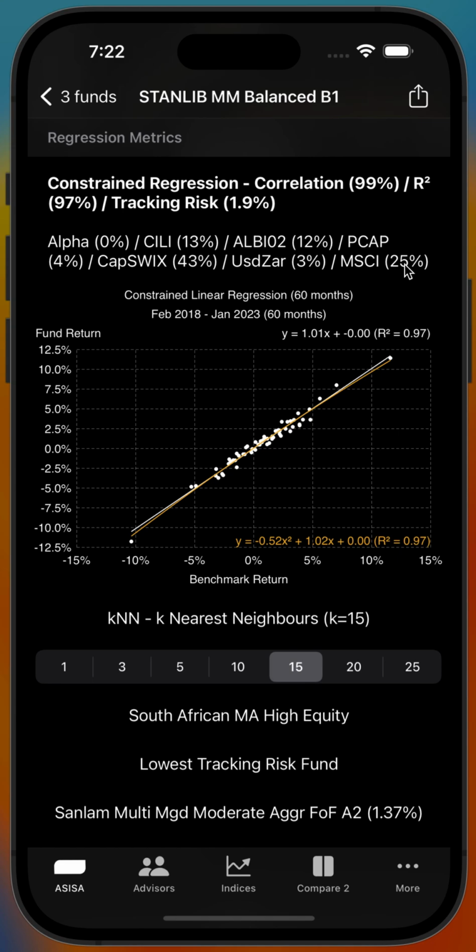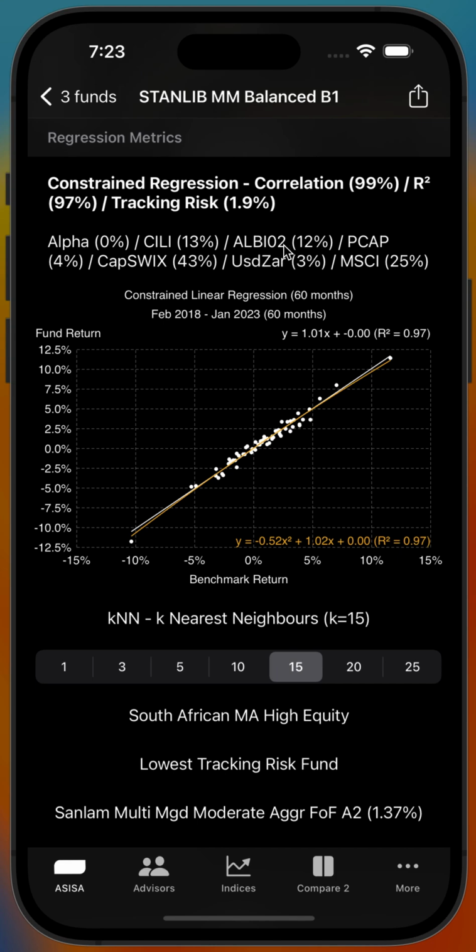So this is basically looking for, over that 60-month period, the 5-year period that we're looking over here, which independent explanatory variables, and the exposure to them, would best describe the performance of the fund. And you can see there the CILI, which is an inflation-linked index, at 13%. Now, this fund would never have had 13%. So you've got to know that this is just what the data seems to be showing.